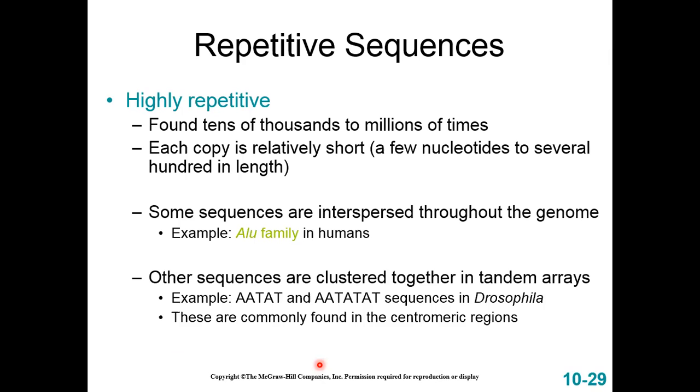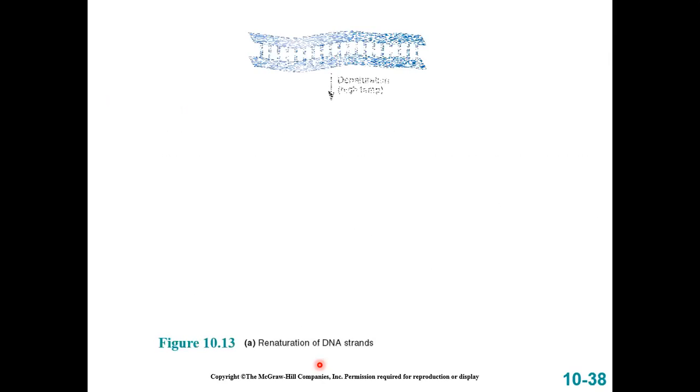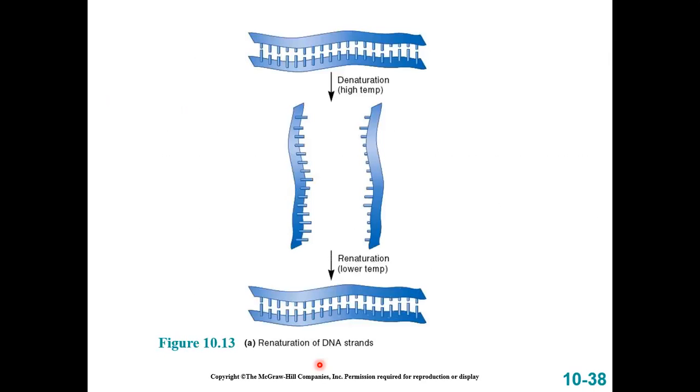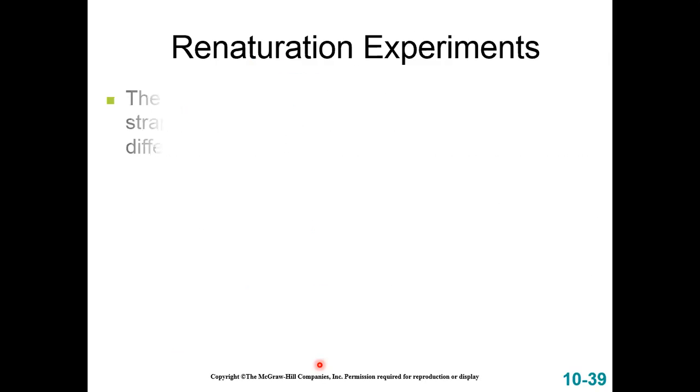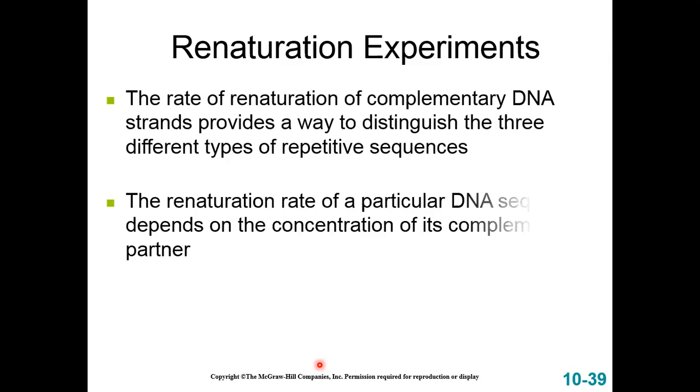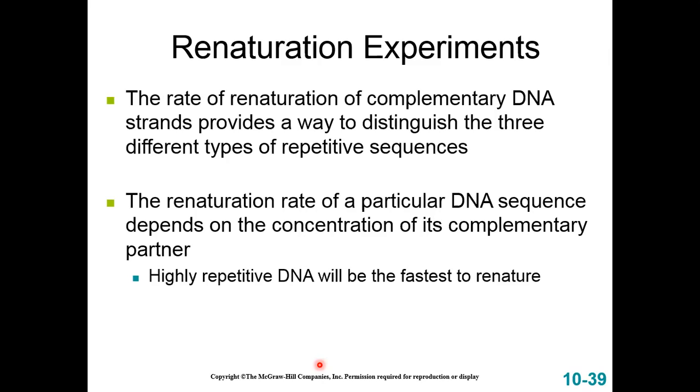These are commonly found in the centromeric region of the chromosome. After denaturation, we know that DNA strands at high temperature are denatured, and after getting a lower temperature, they are again renatured. Denaturation experiment: the rate of renaturation of the complementary DNA strands provides a way to distinguish the three different types of repetitive sequences.